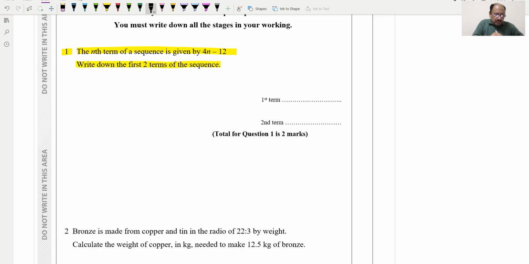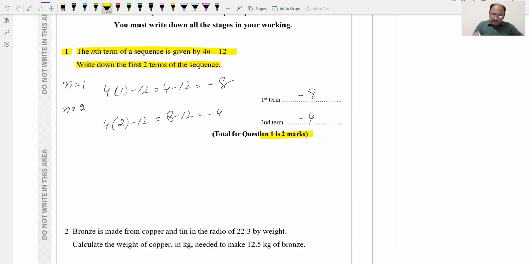So for n is equal to 1, instead of n we can write 1 over here, so 4n minus 12 is equal to 4 minus 12, which will be minus 8. And for n is equal to 2, we can write 4 into 2 minus 12, which is 8 minus 12, equal to minus 4. So the first term will be minus 8 and the second term will be minus 4. And this was a 2-mark question.